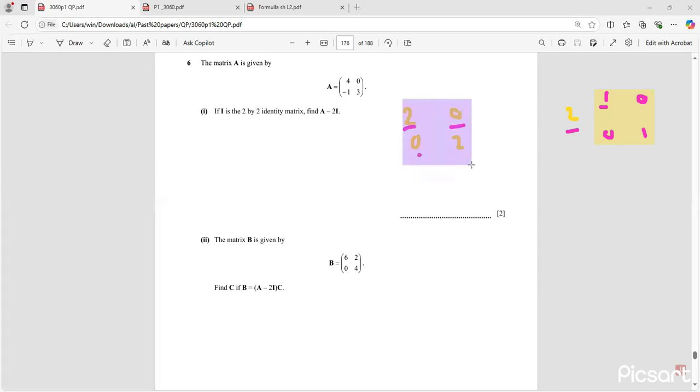So he asks you to get A minus 2 identity. So easy. Addition and subtraction of matrices is done element by element, very easy. Okay, but multiplying and dividing has a special way. That's also very, very easy. We're going to take it now. So here we're going to subtract from the A matrix, which is equal to 4, 0, negative 1, 3. So A minus 2 identity. Okay, so 4 minus 2, which is 2. 0 minus 0, which is 0. Negative 1 minus 0, which is negative 1. And 3 minus 2, which is equal to 1.